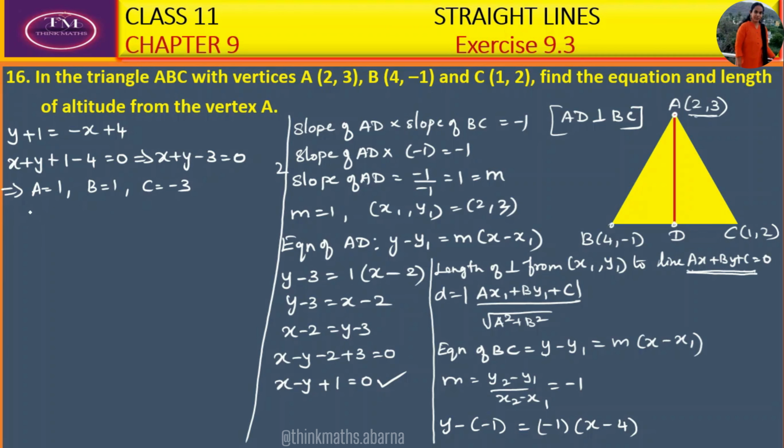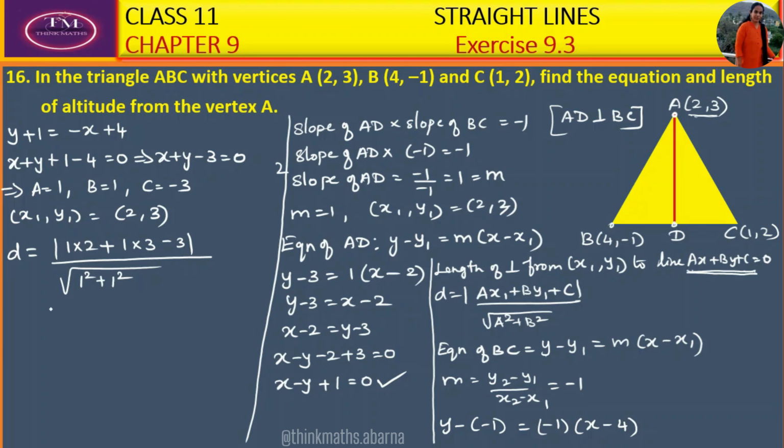So the point A is (2, 3). Therefore (x1, y1) is (2, 3). Therefore the perpendicular distance from A, which is denoted as D, is the modulus of a x1 plus b y1 plus c, where a is 1, x1 is 2, b is 1, y1 is 3 and c is minus 3, divided by the square root of a square plus b square.